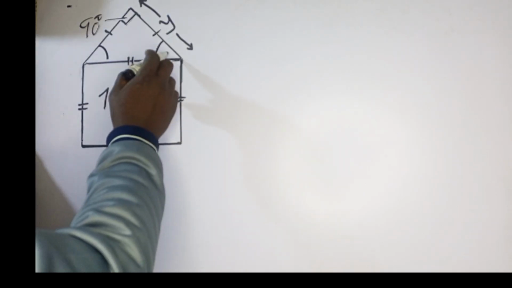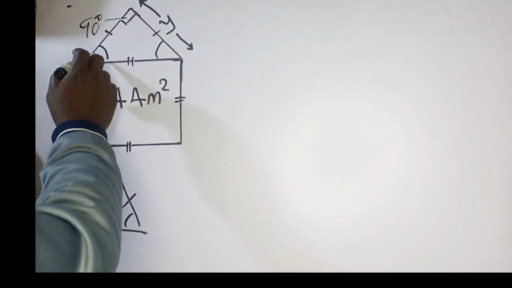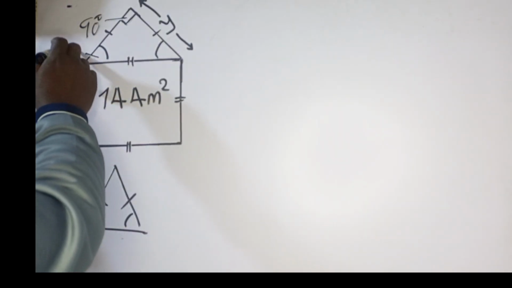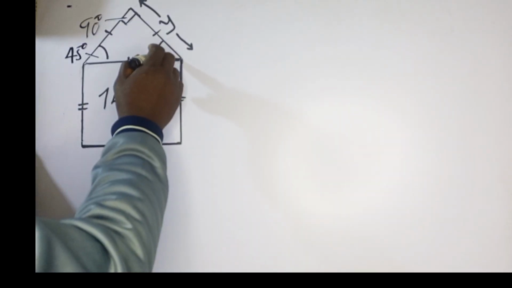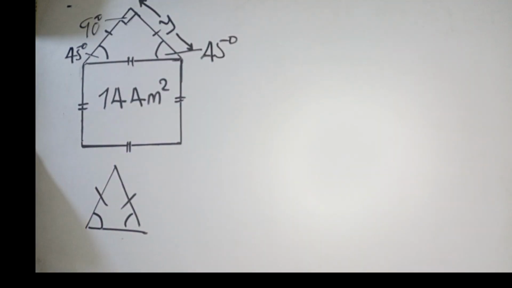Remember, this angle is equal to this angle. So we'll say this side will be 90 divided by 2, which is 45 degrees. This side will be 90 divided by 2, which is 45 degrees. All right. How do we then get the value of the side Y?